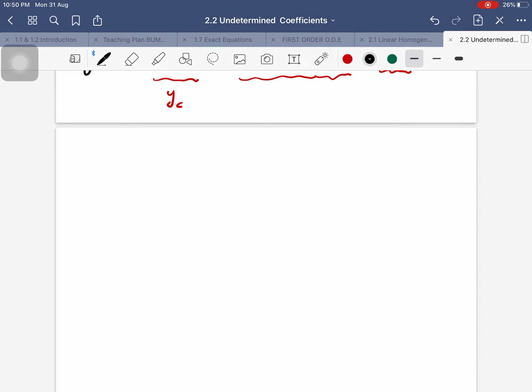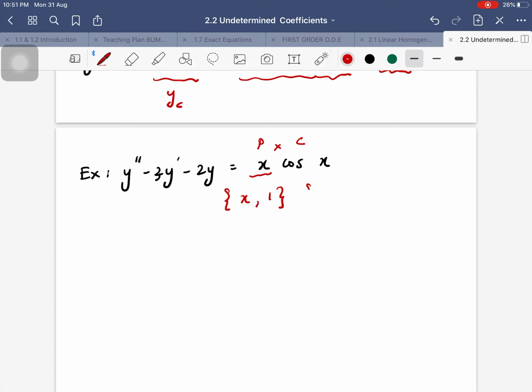For example, let's say you have something like this. So this is going to be an example. I have y double prime minus 3y prime minus 2y, and that is going to equal x cos of x. So what happened over here is that I have a polynomial, which is multiplied by a cosine function. All right, so from the polynomial, the family of derivatives is going to be x and also 1. And from the cos of x, my family of derivatives is going to be cos x and also sine of x. So how do I come up with a yp for this?